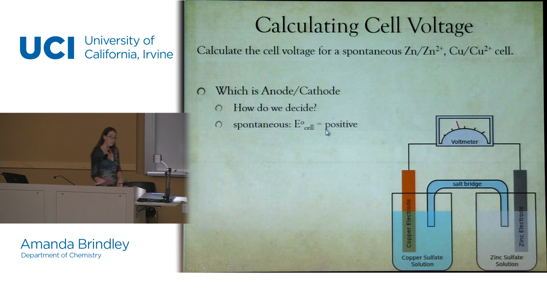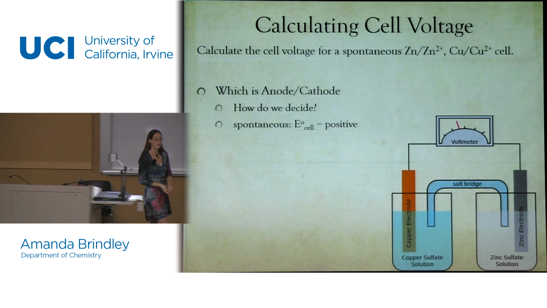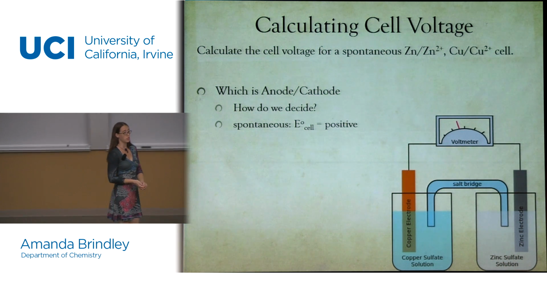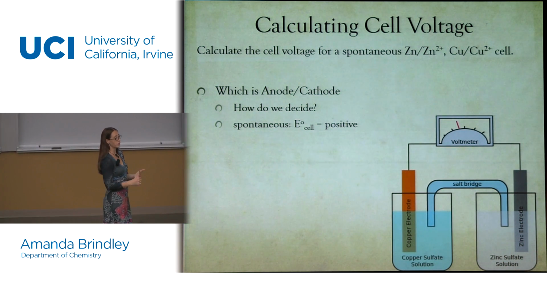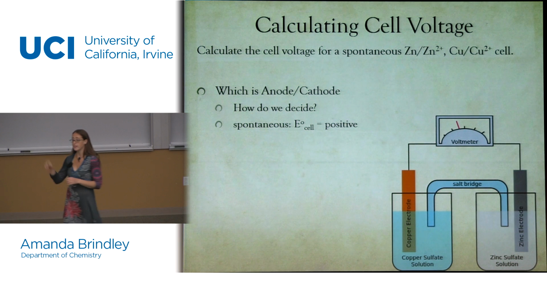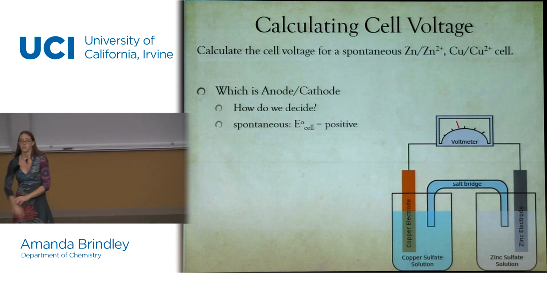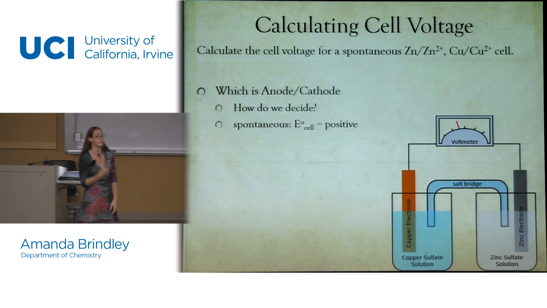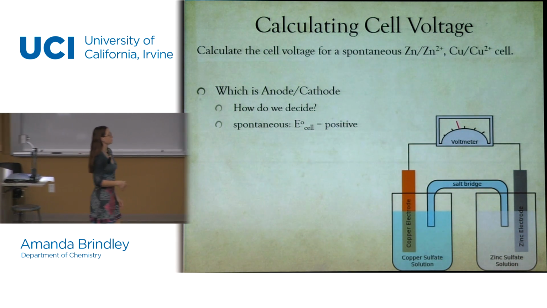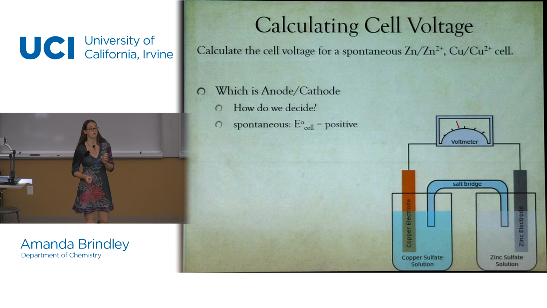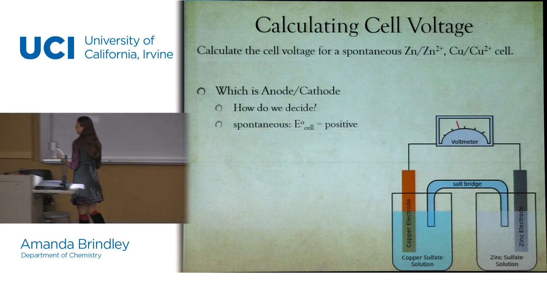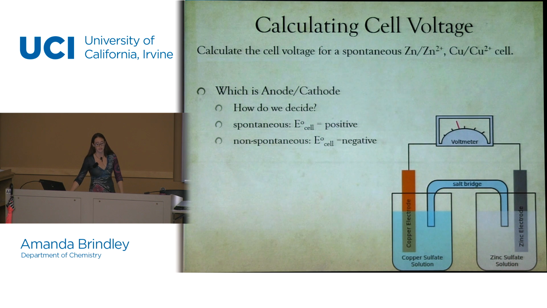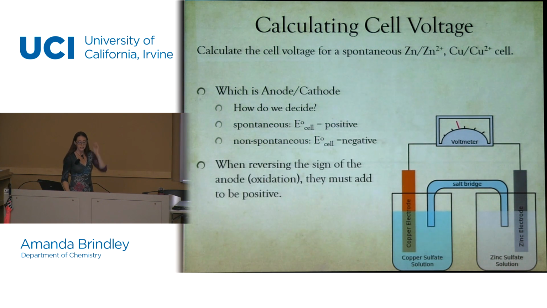E cell positive is a spontaneous reaction, okay? So if you want something to be spontaneous, you need to make sure that the voltage is positive. If the voltage is negative, that means you're going to have to put in that voltage to make it happen. So for any time I list spontaneous, what I'm telling you is make E cell positive. So of course then non-spontaneous is negative.